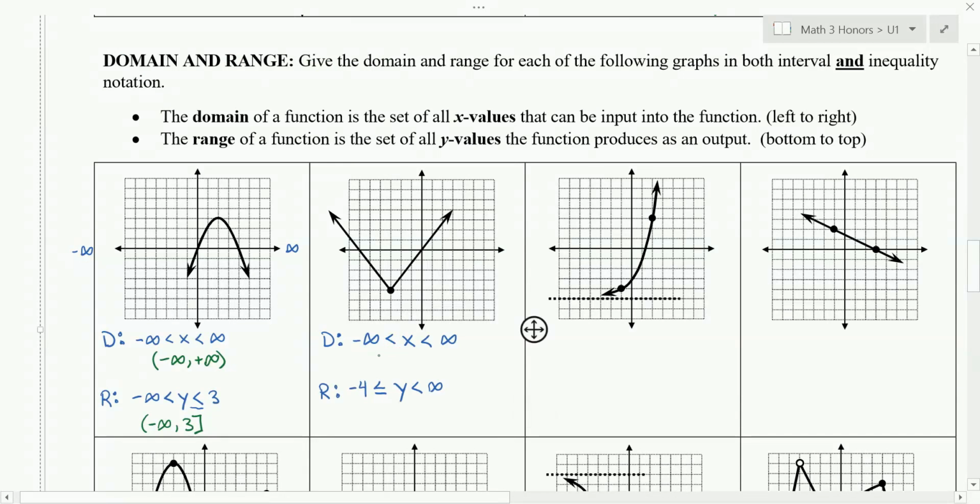So that's inequality notation. So interval notation, parentheses, negative infinity, comma, infinity. You could put positive infinity or just infinity. For the range, bracket, -4, comma, infinity, parentheses. So try this one. Domain and range for this exponential function. Remember, the exponential function will get closer and closer to that horizontal asymptote, but it'll never reach it. So knowing that, try the domain and range.